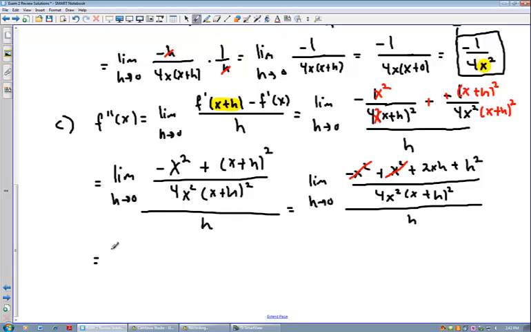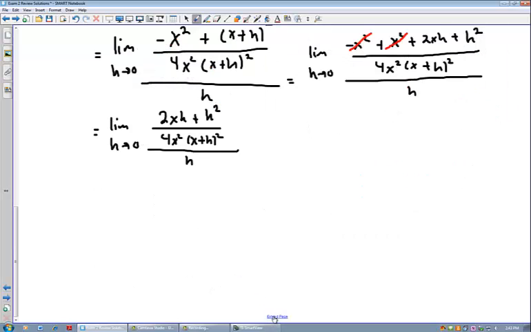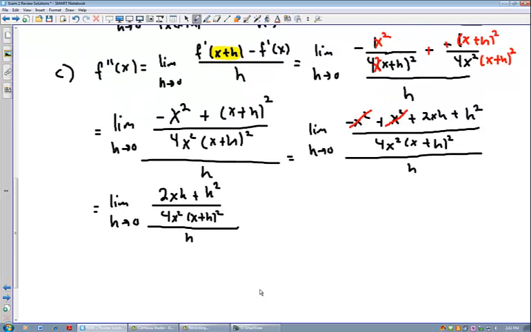And then I can rewrite this as the limit as h goes to 0 of 2xh plus h squared, all divided by 4x squared, x plus h quantity squared. And that's all divided by h. So on top, the basic algebra is done. What I'm left with then is to realize I'm dividing by a fraction, h over 1. So it's like multiplying by the reciprocal.